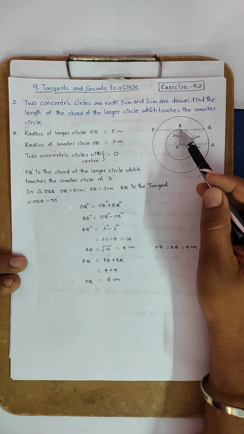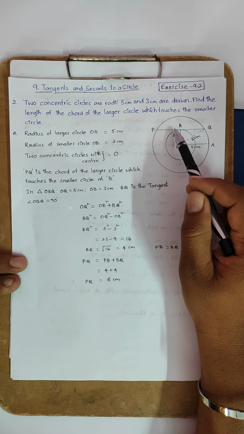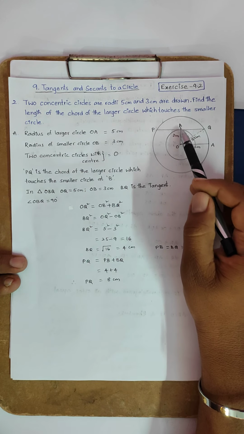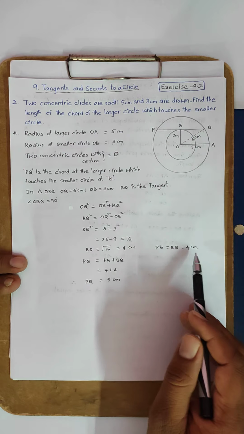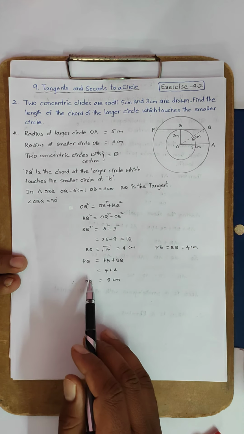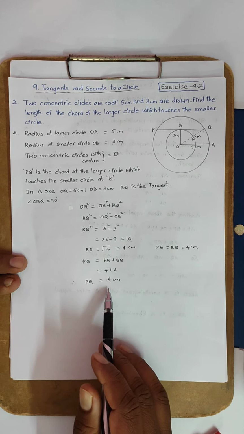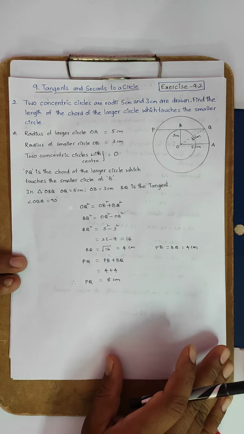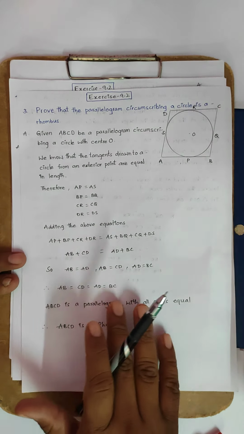Here B bisects PQ into two equal parts, so PB equals BQ equals 4 centimeter. The length of PQ equals PB plus BQ, 4 plus 4, equals 8 centimeter. Okay, second one completed. Next, the third one.